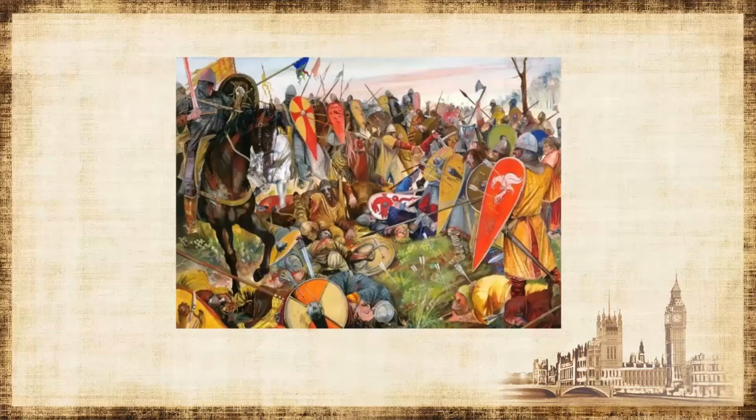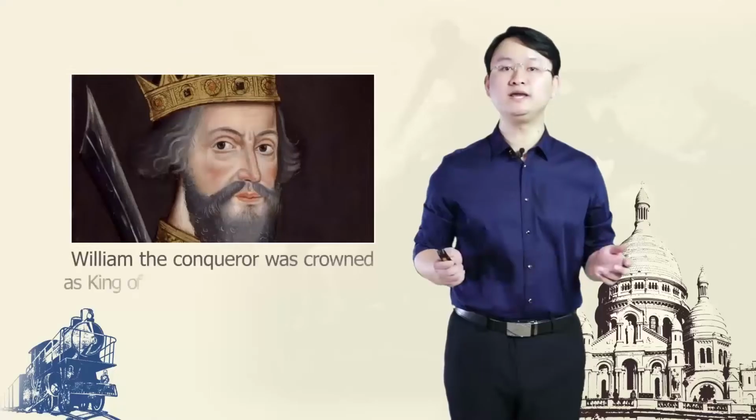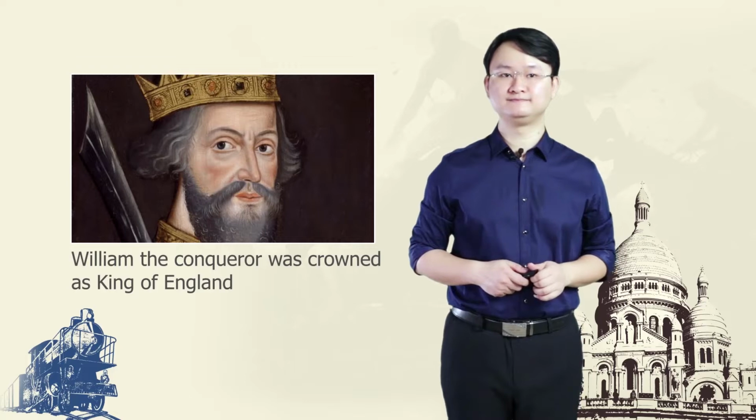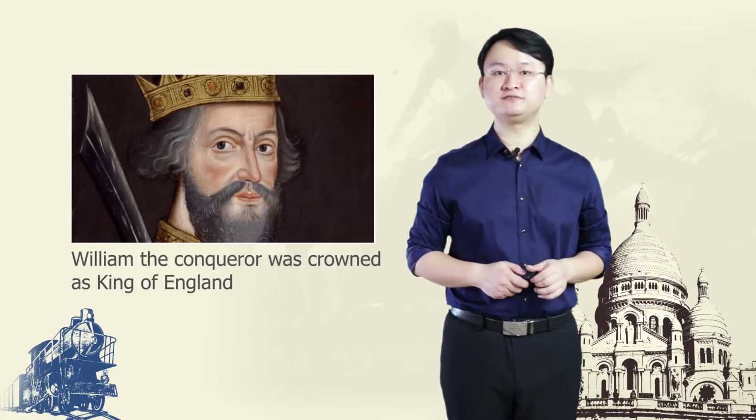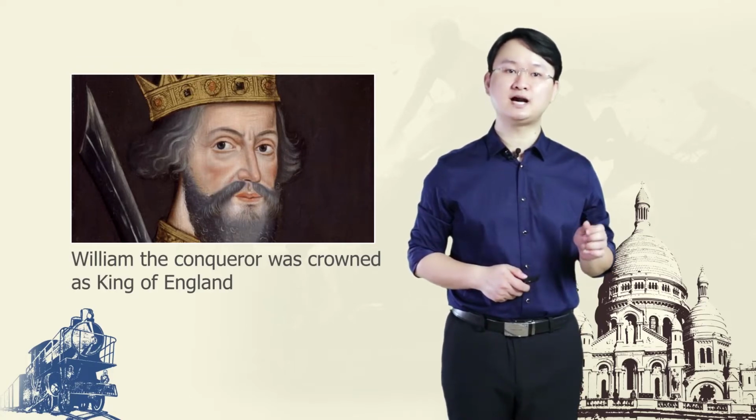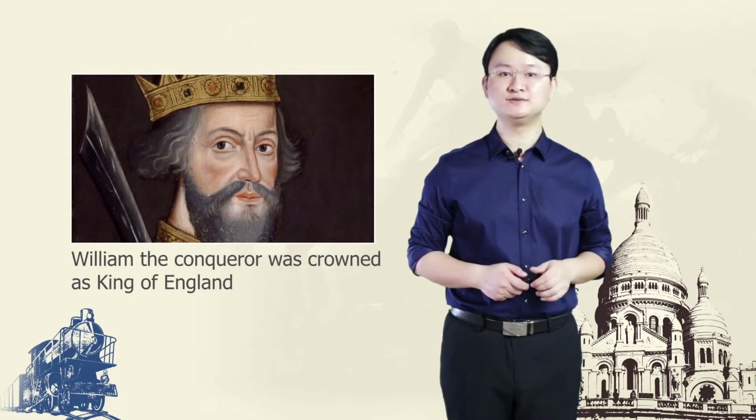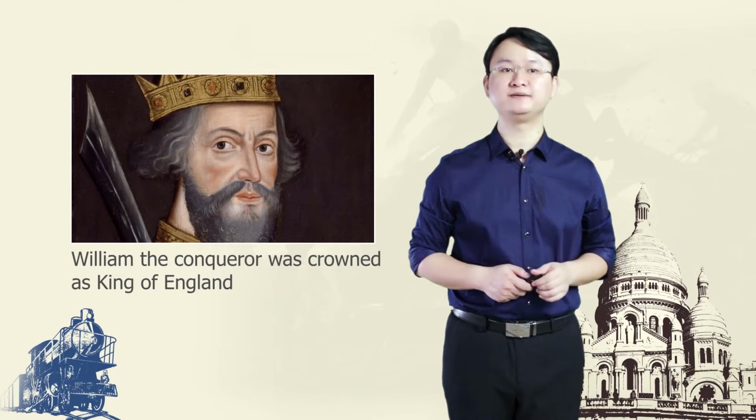This marks the last time that an army from outside the British Isles succeeded in invading. William took the English throne and became William I of England. The Tower of London, a castle in the center of London which he built, still stands today.